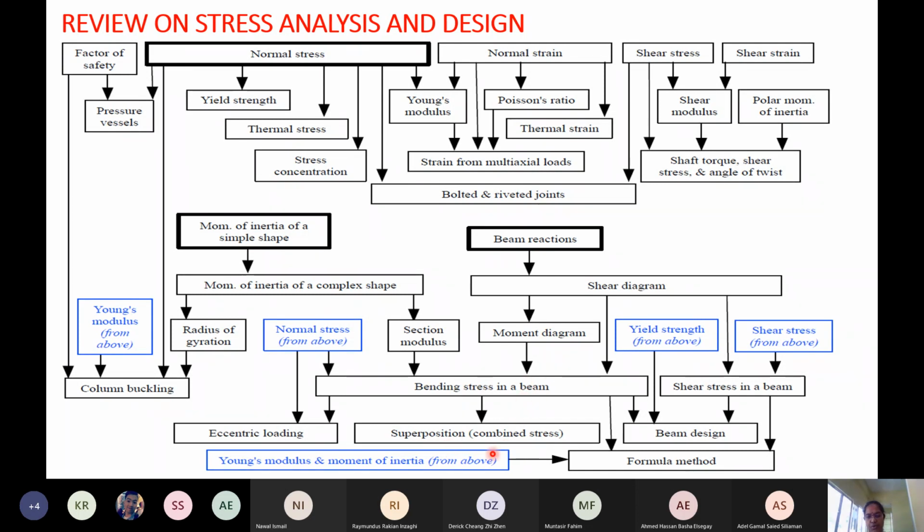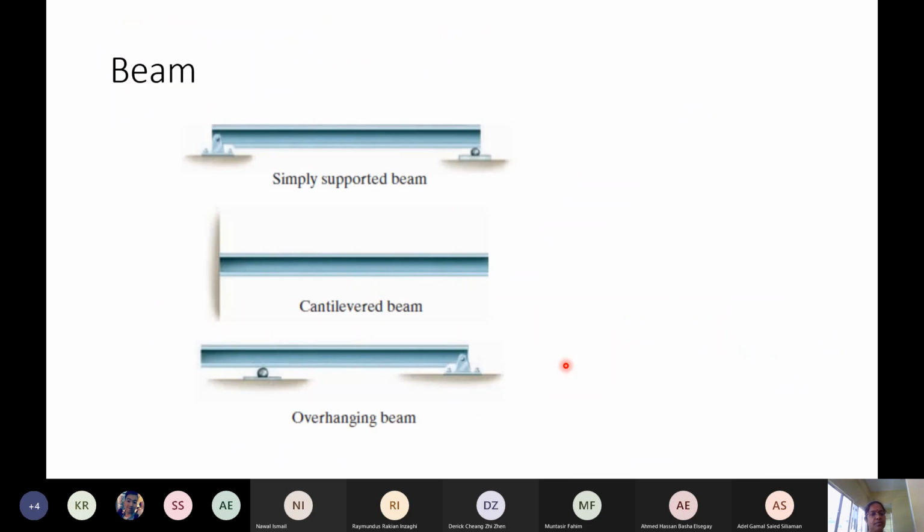And I will go up to the superposition method, which is for combined stress. But let's analyze from the very beginning with tension and compression. Then we'll go for combined stress, which also includes shear stress later on. With that, the topic will be over for bending stress.